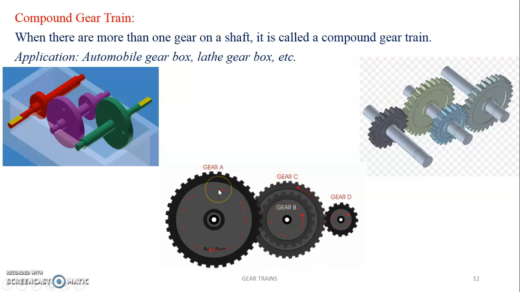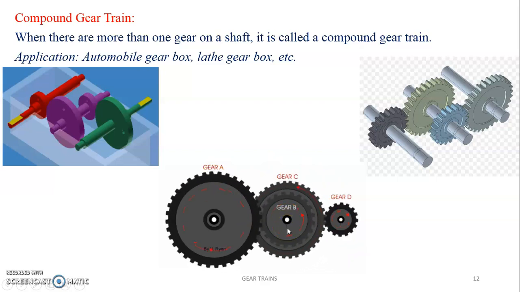Gear A is in mesh with gear B, and since B and C are on the same shaft, the speed of gear B and gear C are the same. Then gear C is in mesh with gear D, which again gives the motion. So in this particular gear train, gear A gives motion to gear B.